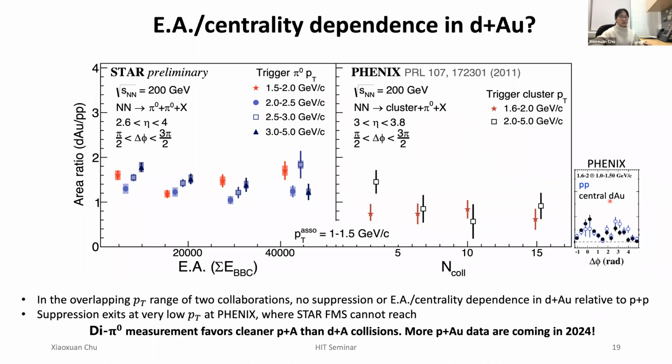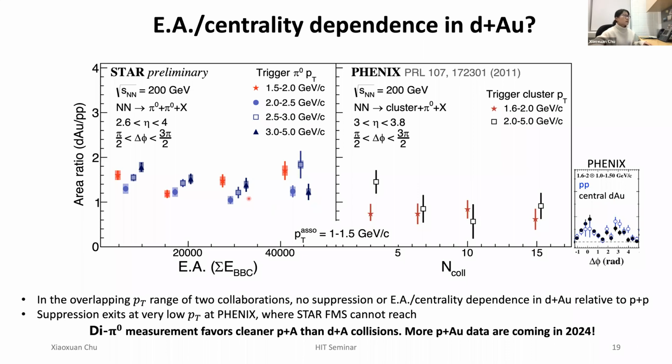And just to show the example results of PHENIX, this is the direct comparison of the correlation function in D gold and PP after the pedestal is subtracted. So you could see the back-to-back correlation, the central collision D gold and the PP collisions, the back-to-back correlations are almost on top of each other. So in the overlapping PT range at both STAR and PHENIX, we didn't observe the suppression.